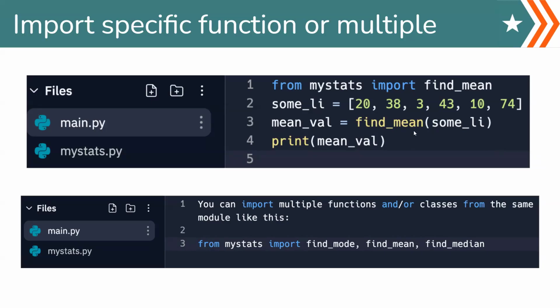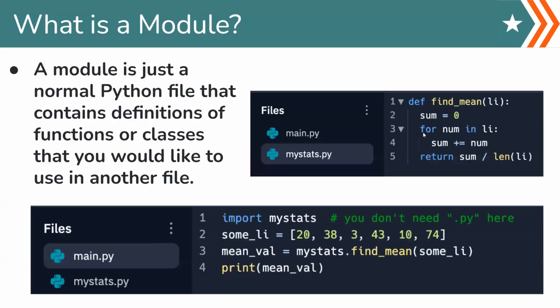Notice that they no longer need the prefix of mystats, because they're not importing the module mystats. They're importing find_mean from mystats. So they don't necessarily have access to the module mystats. They only have access to find_mean. Therefore, they only need to call the find_mean method because it's the only thing they have access to. Whereas here, they're importing the entirety of the module. Therefore, they have to call the module itself and then specify what function within the module they want to use. So the way that you import it is going to dictate the way that you use it.